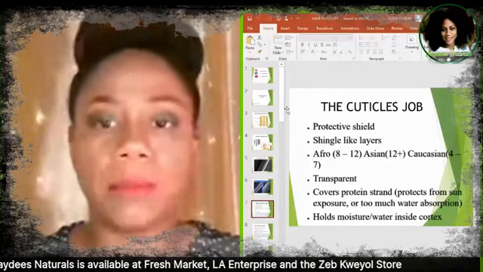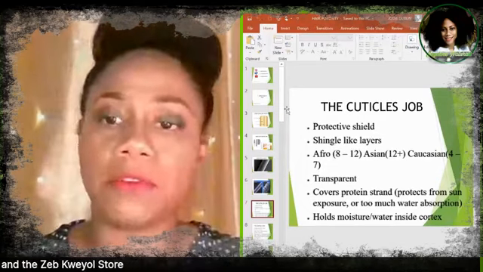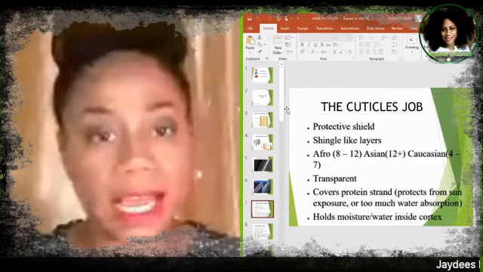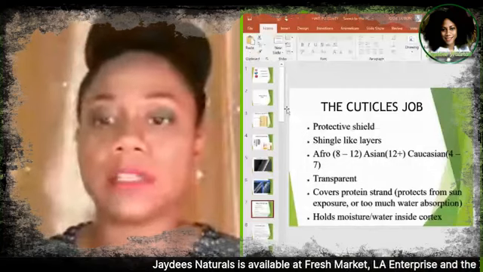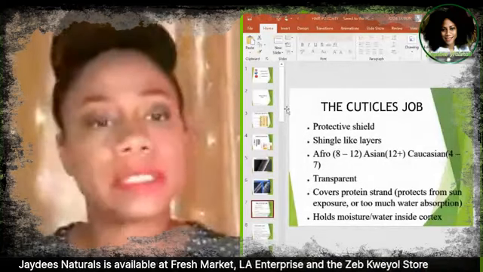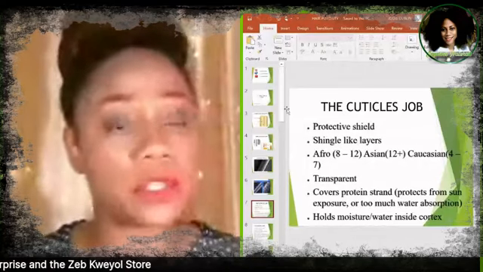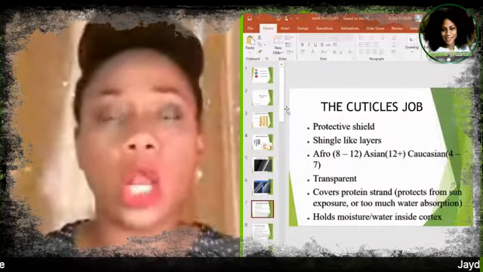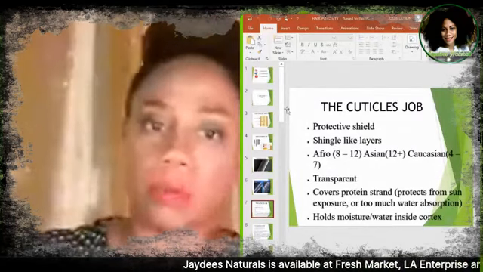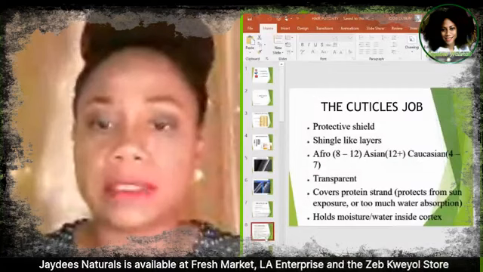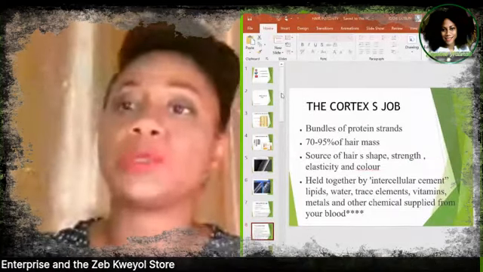Okay. Like I said, it's shingle-like layers. And in Afro hair, we have maybe 8 to 12 different layers of cuticle. It is a transparent layer, and it covers the protein strand, as I said, and it protects the protein strand from sun exposure, from too much water absorption, and it allows the moisture to remain in the hair strand and allows moisture to come out too. Right? So the cuticle plays a very, very important job, as it is the barrier to the outside world, call it.